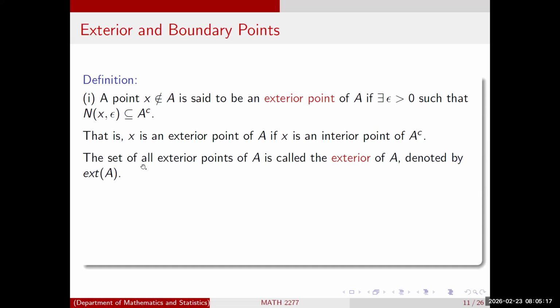And just like the interior of a set, we could take the set of all exterior points of A, and that is called the exterior of A.